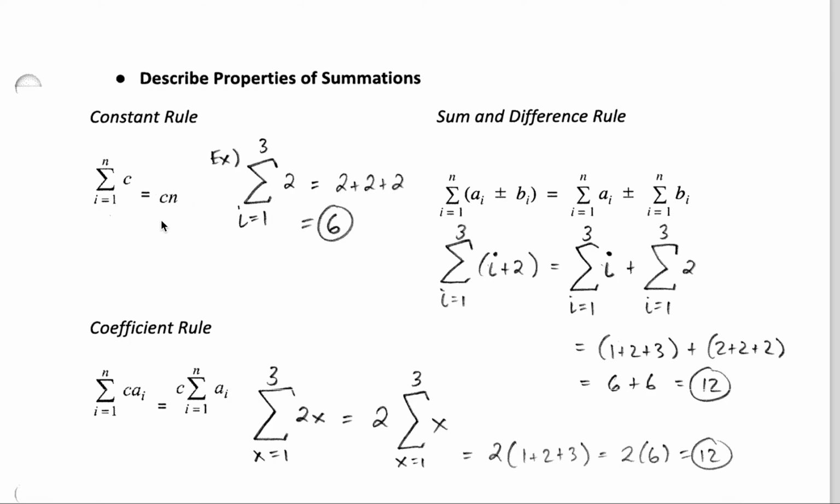And then this rule is giving us a little shortcut. If we start at 1, we can use this shortcut. All it's saying is that another way we could do this is just multiply that constant number by your ending number, which would be 2 times 3. That would still give us 6.